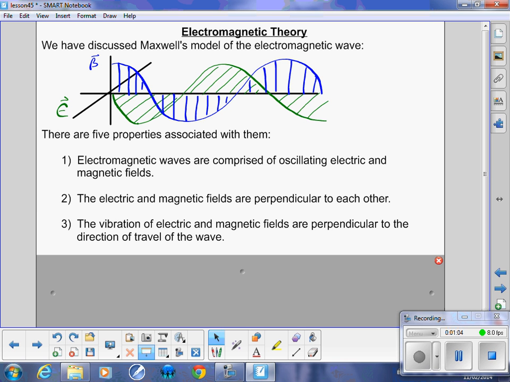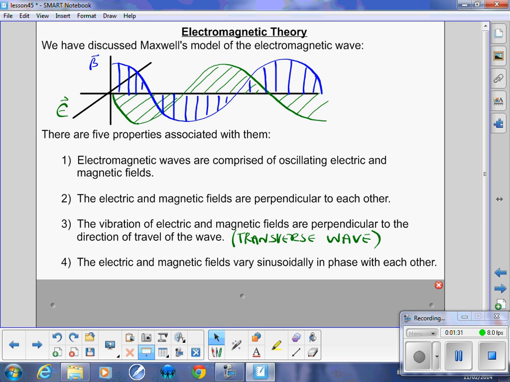The vibration of the electric and magnetic fields are perpendicular to the direction of travel of the wave. So it's very much a transverse wave. So it vibrates perpendicular to the direction the wave is traveling. Okay, so I'll put that in brackets. It's just saying it's a transverse wave. Fancy speak for that statement right there.